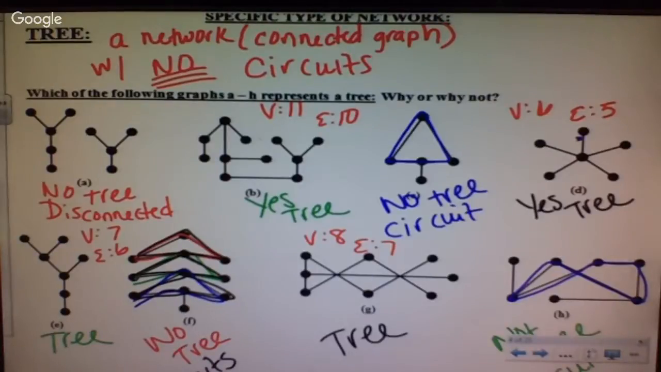What happens if I remove this edge? It separates it, which means my edge is a? Isolated? It starts with a B. Bridge. Bridge!